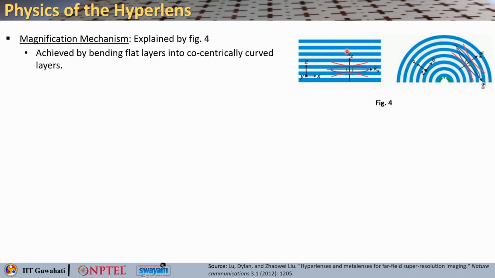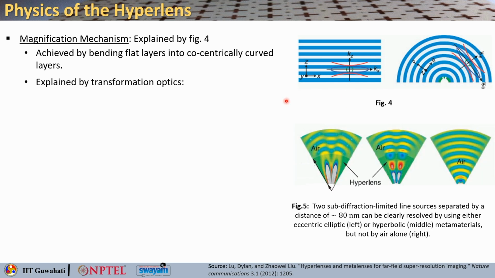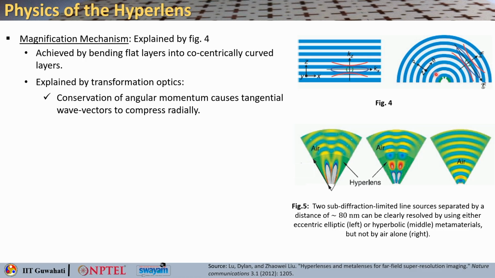Okay. So, this is a material which has got an elliptical kind of dispersion curve. You can see, by bending the flat layers into concentric curved layers, you can get this kind of structure. This can be explained by transformation optics. Here, conservation of angular momentum causes the tangential wave vectors to compress radially, right. These are the two cases.